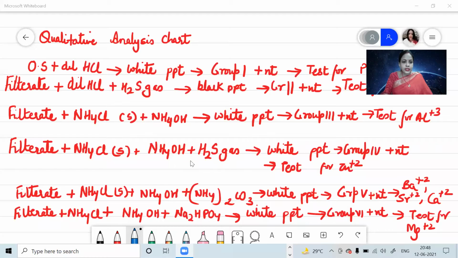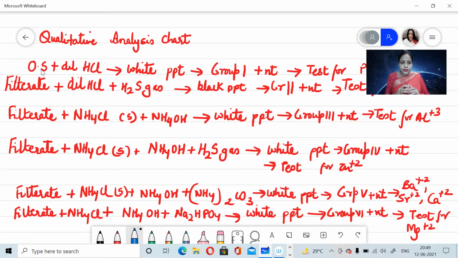Now here you can see on my screen, I have already pasted a table for you. This is called the qualitative analysis chart. In this chart, you can see the word OS is written. We have already discussed in the previous session that OS means original solution, which is prepared by taking the given salt and dissolving it in either dilute HCl or dilute HNO3 or dilute acetic acid or distilled water, depending upon the solubility of the salt. We choose the solvent and we prepare the original solution. Dilute H2SO4 or conc H2SO4 is not used for preparing the original solution.